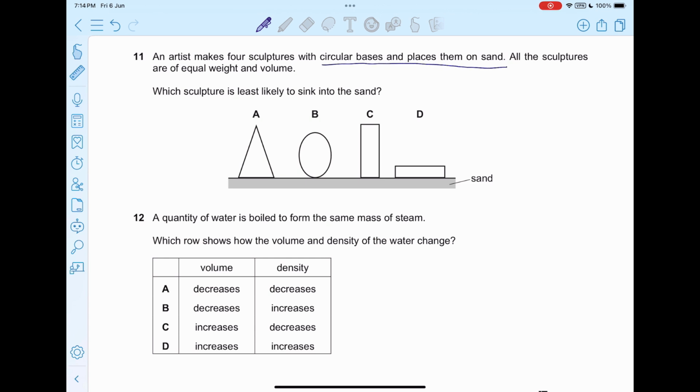An artist makes 4 sculptures with circular bases and places them on sand. All the sculptures are of equal weight and volume. Which sculpture is least likely to sink into the sand? So for this question, we have to think using pressure. Pressure is inversely proportional to the area of the base. So in all 4 pictures, the least pressure is on D because it has the biggest area.